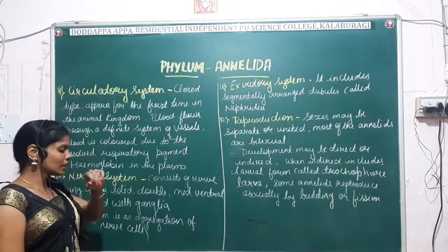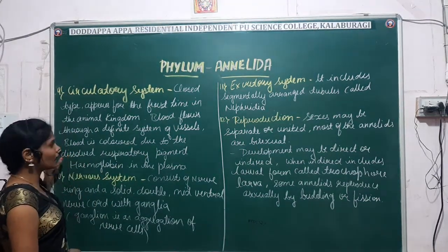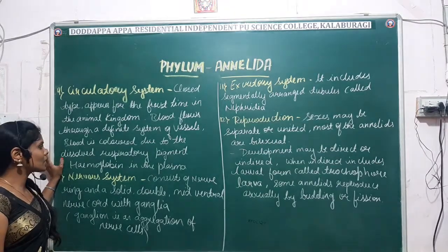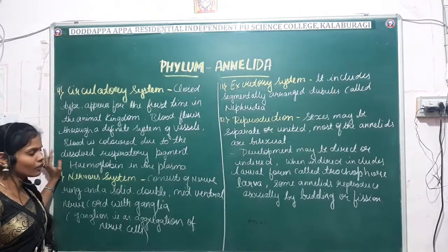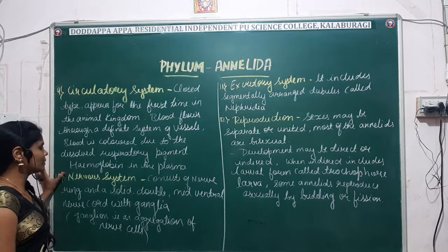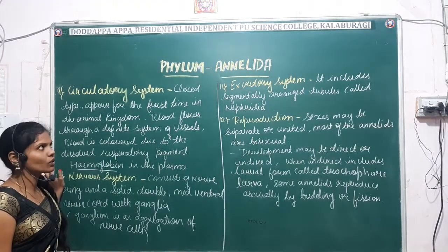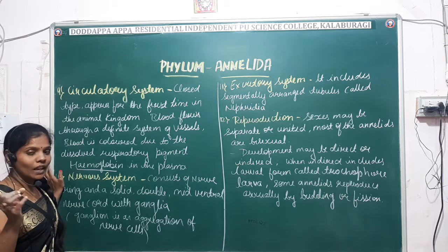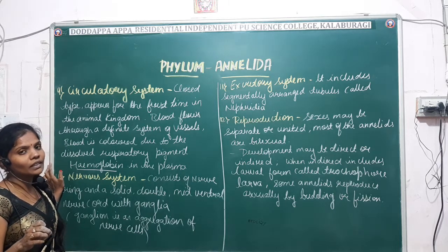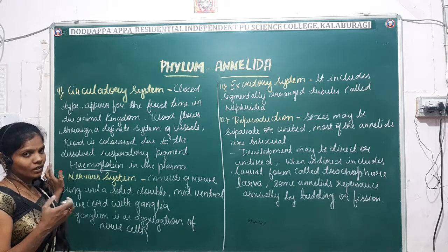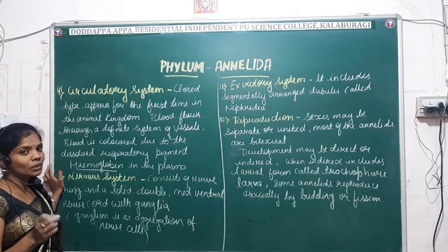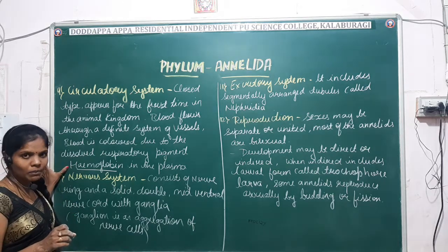Another important point is that the blood is colored due to the presence of dissolved respiratory pigment, which is known as hemoglobin. This you have to keep in mind in case of the annelida. They have closed type of circulatory system, and the blood is red in color due to the presence of hemoglobin in the plasma.